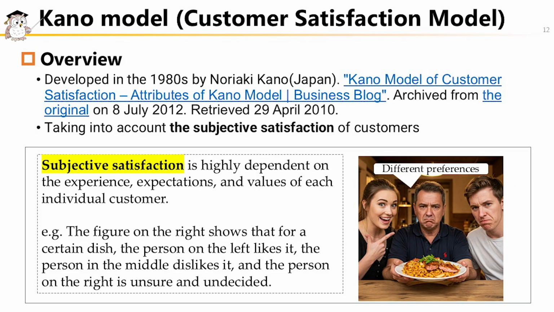Next, the Kano model will be described, developed by Professor Kano in Japan in the 1980s. This model takes into account the subjective satisfaction of customers. It is highly dependent on the experience, expectations, and values of each individual customer. For example, the figure on the right shows that for a certain dish, the person on the left likes it, the person in the middle dislikes it, and the person on the right is unsure and undecided, respectively depending on each subjective satisfaction. This explains the subjective satisfaction of each individual customer.